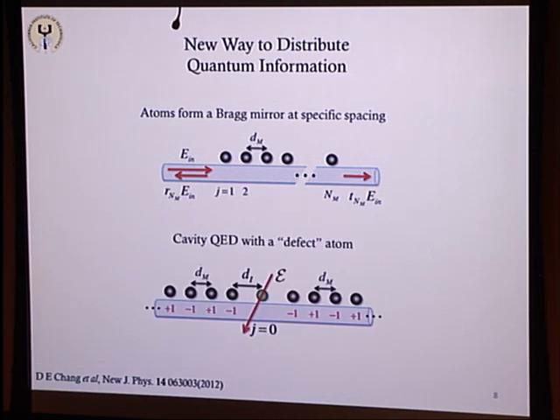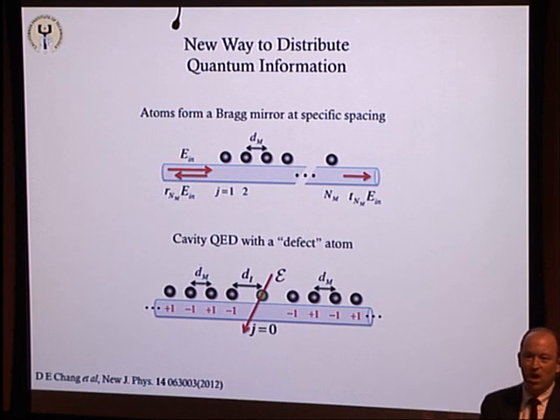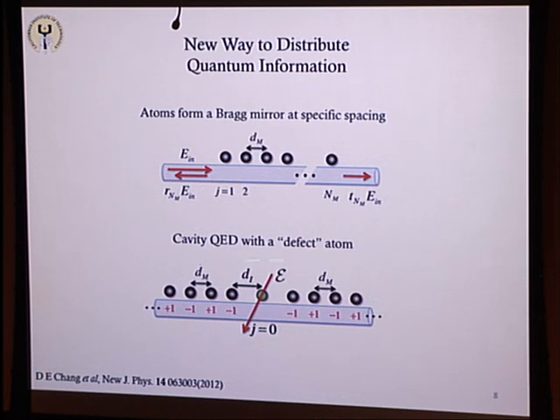And so you can construct a system where you have, for example, atoms in a mirror configuration on one side and a defect atom in the center, and then atoms in a mirror configuration on the other side. And now you've replaced the free space Fabry-Perot mirrors from cavity QED and put in place atomic ensembles as the actual mirrors that will be in your cavity QED system.